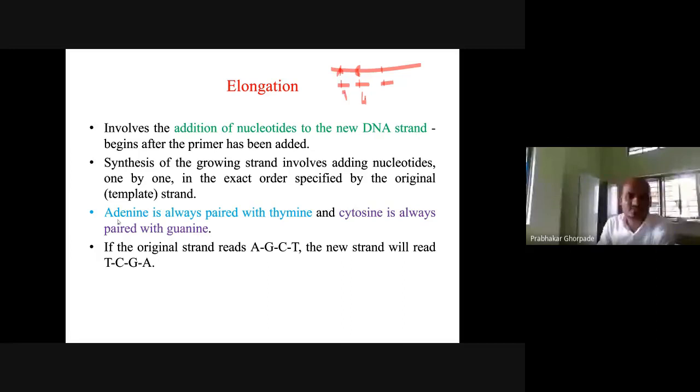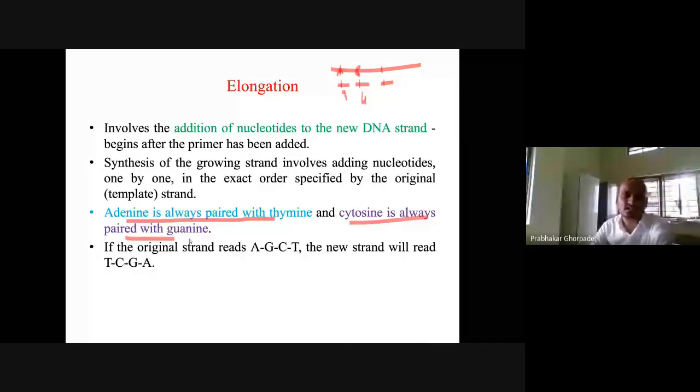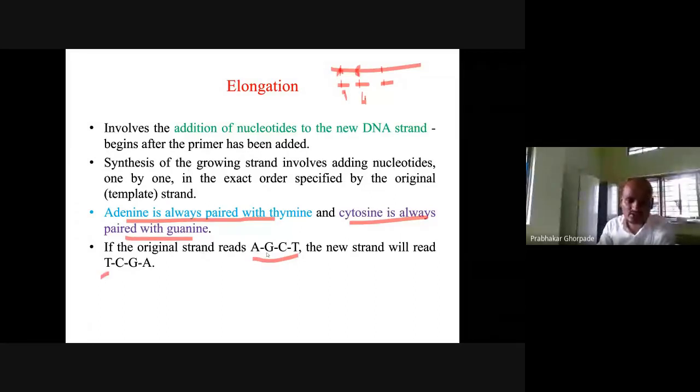Adenine always pairs with thymine and cytosine always pairs with guanine. If the original strand is AGCT, what will be the new strand? Complementary to A will be T, complementary to G will be C, complementary to C will be G, complementary to T will be A. So that is how we make complementary strands. It is an exact copy; we don't make mistakes in this process.